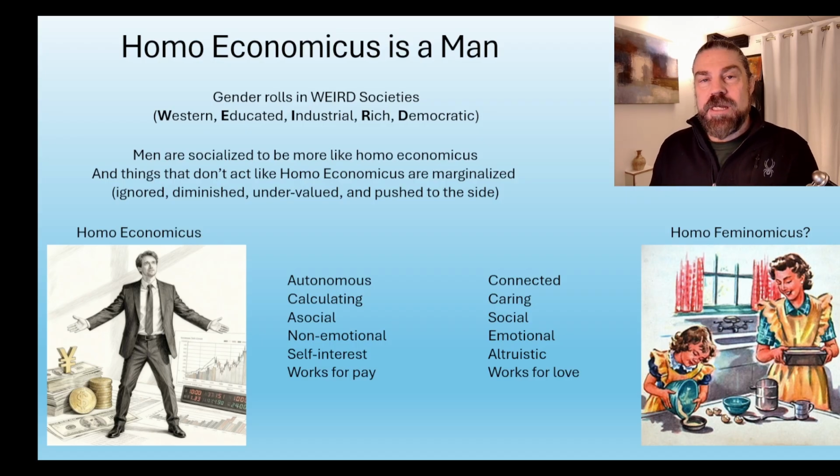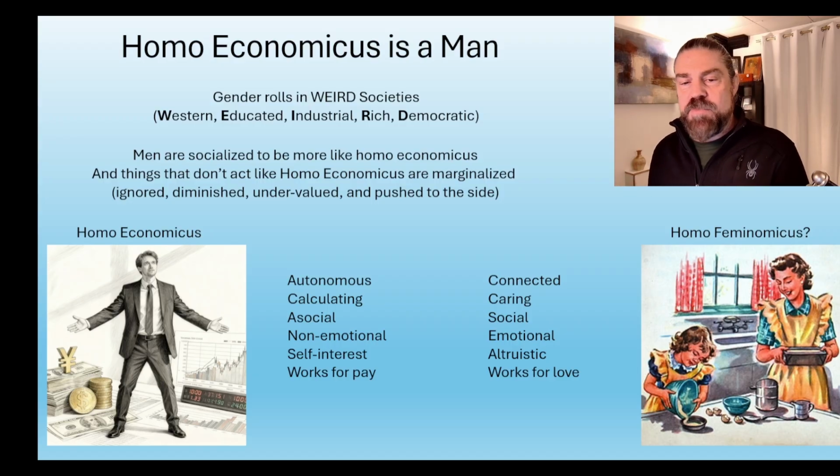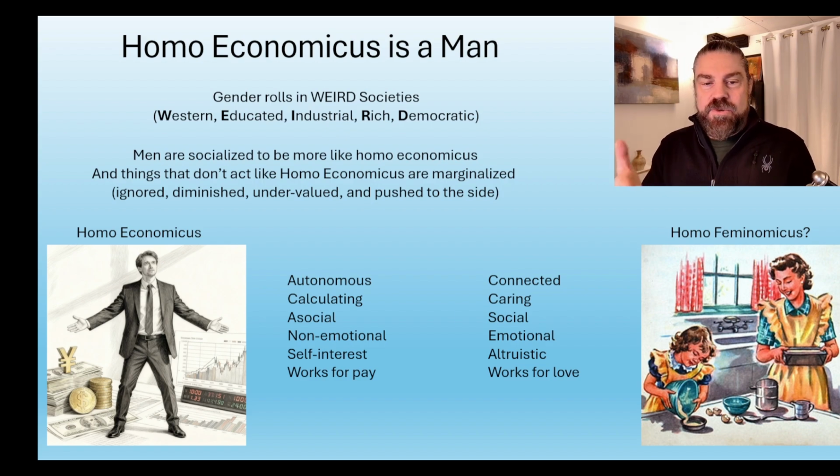But culturally, we have written men as Homo economicus here and women as this connected, caring, social, emotional, altruistic thing that works for love instead of money, doesn't need money to motivate it, right? So one is Homo economicus. The other, I think just today, I've called Homo feminomicus, which is hard to say, and maybe that's why people haven't been using that, but we'll use Homo feminomicus.